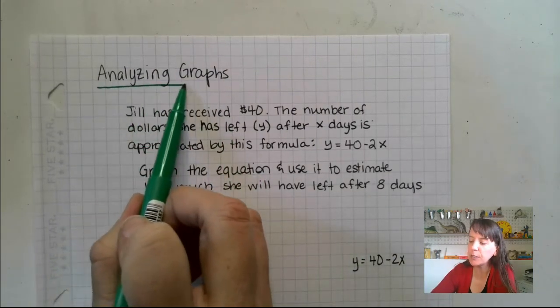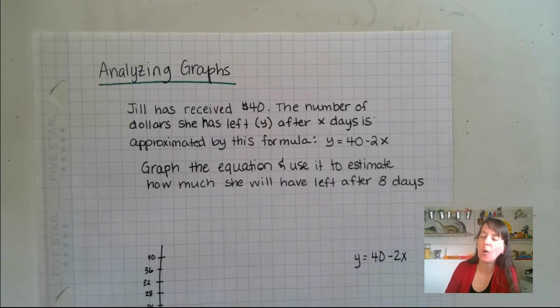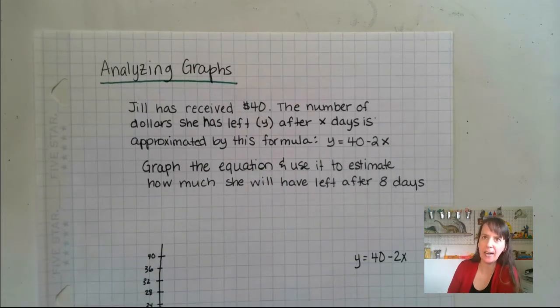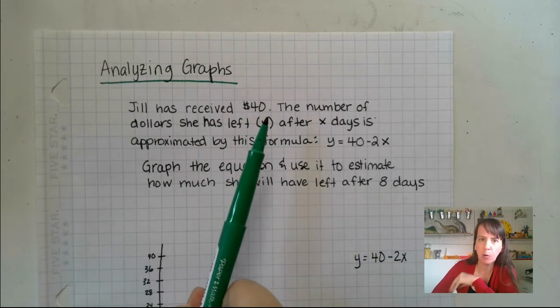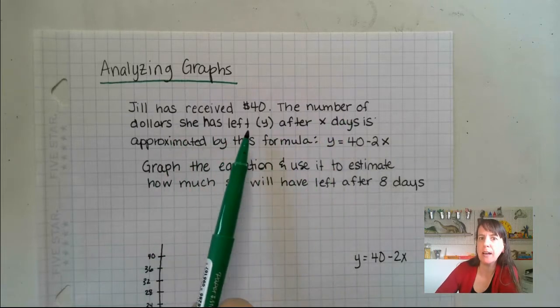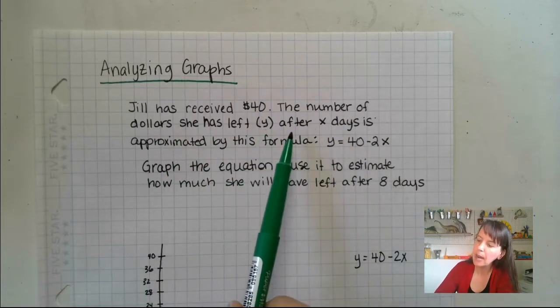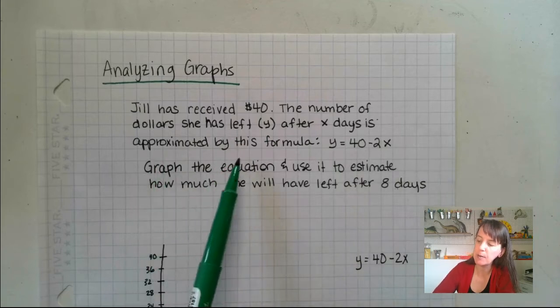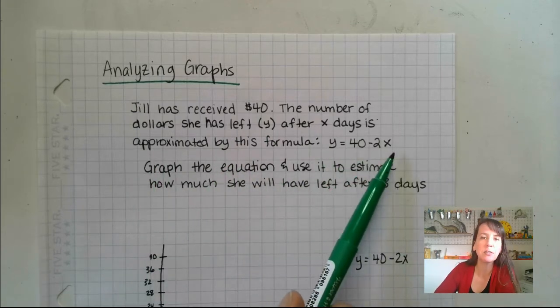We're going to use a graph to predict or to look at what our end result is going to be. And we'll do this with a real world problem here. So Jill has received $40. The number of dollars she has left, which is going to be Y, after X number of days is approximated by this formula. Y equals 40 minus 2X.